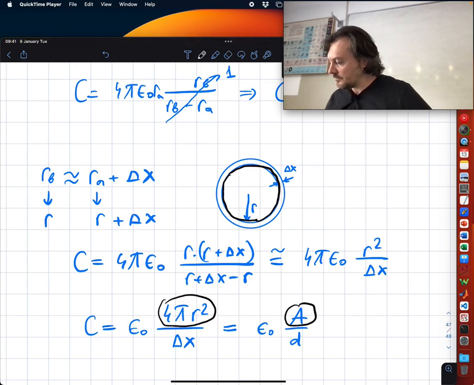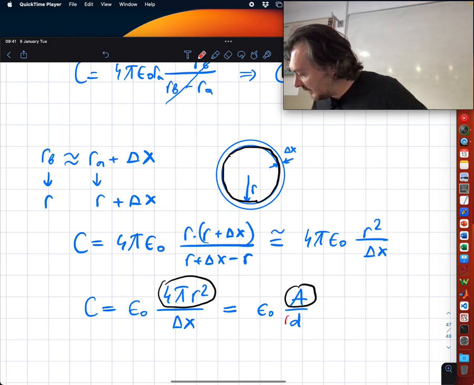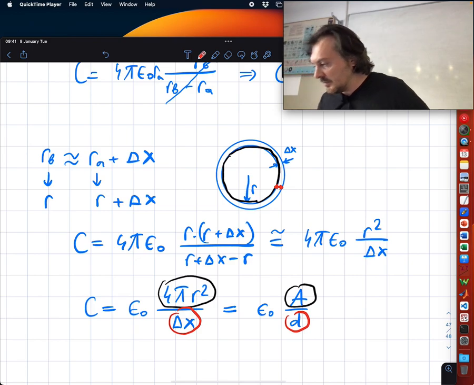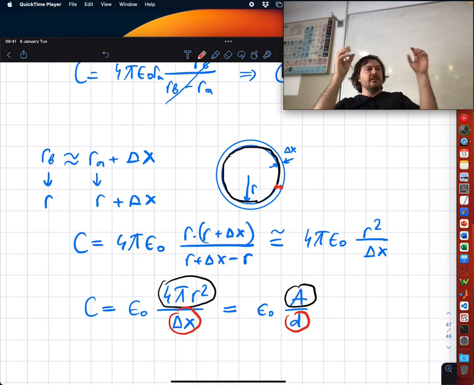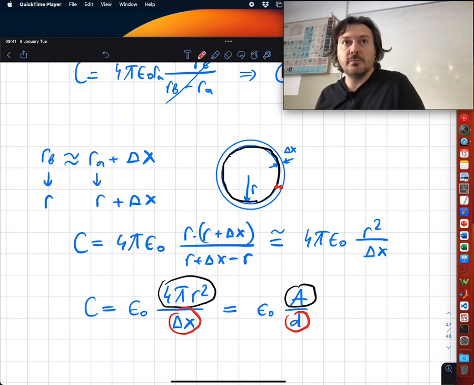And D is just this delta X over here. So in the limit of these being very, very close to each other, you can assume them as a parallel plate capacitor. Are you following this? Yes? So we get the same formula.